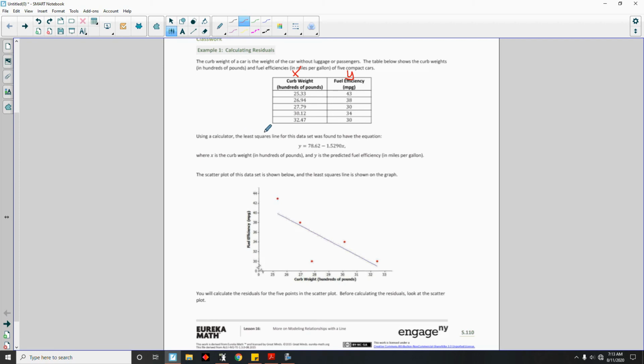Using a calculator, the least squares line for this data set was found to have the equation of this, where x is the curb weight in hundreds of pounds, which I've labeled, and y is the predicted fuel efficiency in miles per gallon. The scatter plot of this data is shown below, and the least squares line is shown on the graph. Okay, so it says you will calculate the residuals for the 5 points in the scatter plot. Before calculating the residuals, look at the scatter plot.